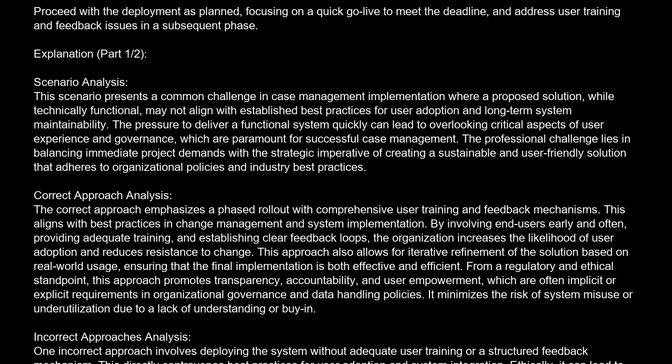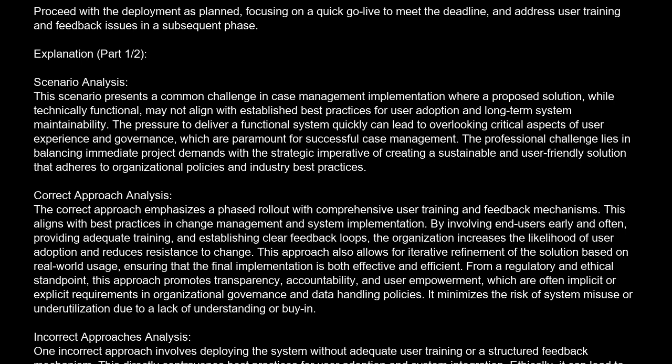Correct approach analysis. The correct approach emphasizes a phased rollout with comprehensive user training and feedback mechanisms. This aligns with best practices in change management and system implementation. By involving end users early and often, providing adequate training, and establishing clear feedback loops, the organization increases the likelihood of user adoption and reduces resistance to change.